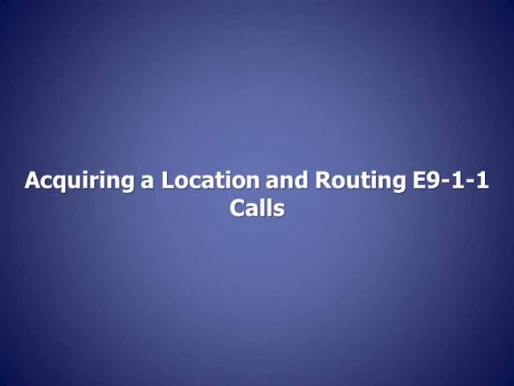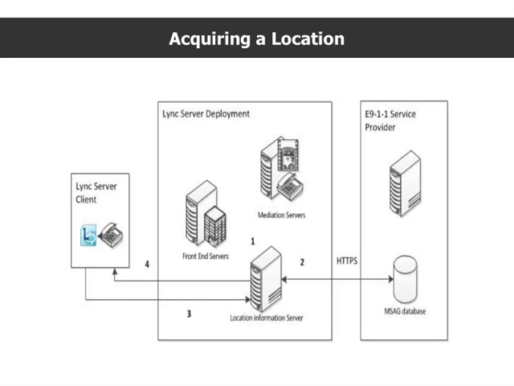Now that we've had an overview on E911 and how the location information services works, let's take a look at acquiring a location and routing E911 calls. When our Lync clients power up and they register with the front-end pool, the front-end pool will provide information to your client in regards to its E911 policy, and it also provides your client with information on where to connect to register with LIS, the Location Information Services.